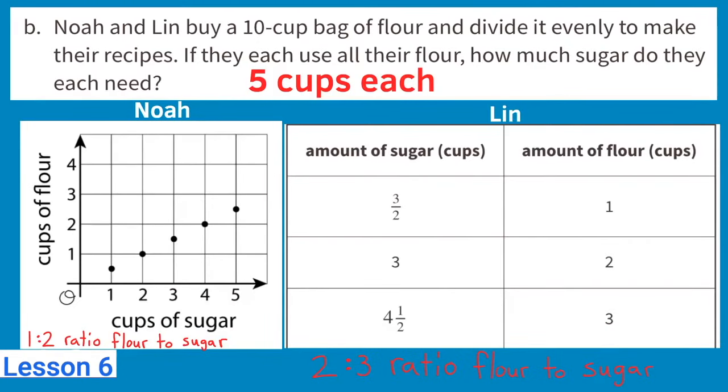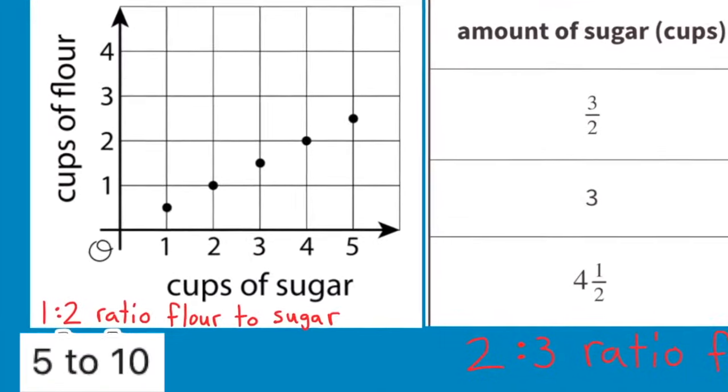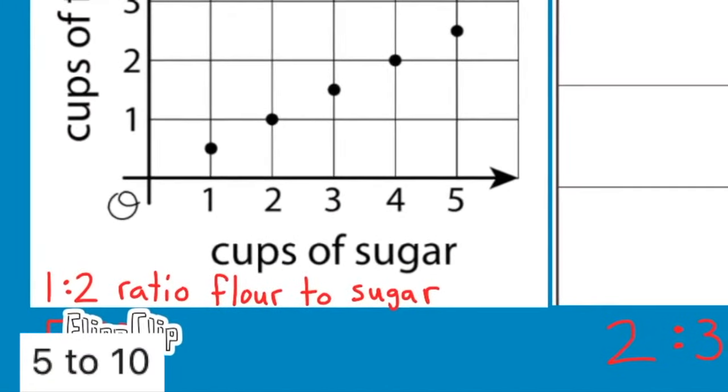1 cup of flour times 5 is 5 cups, and 2 cups of sugar times 5 is 10 cups of sugar. Noah will use 10 cups of sugar for every 5 cups of flour.